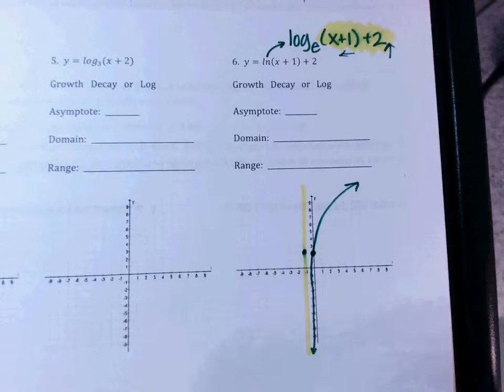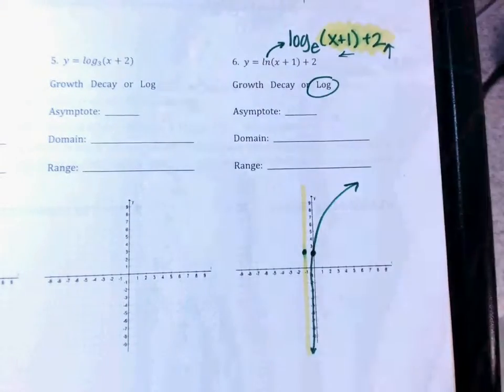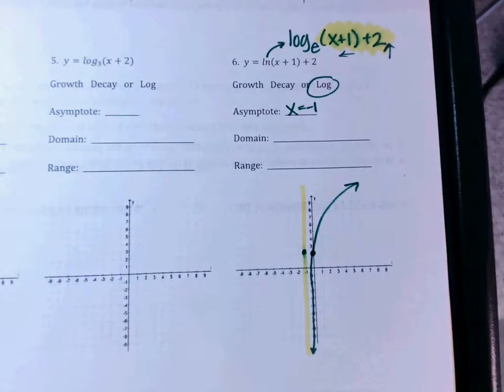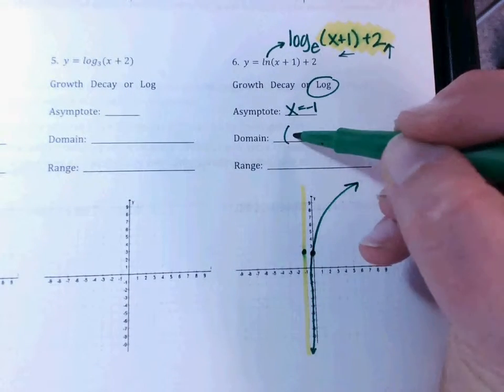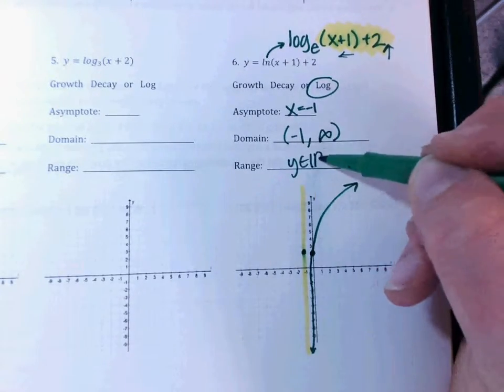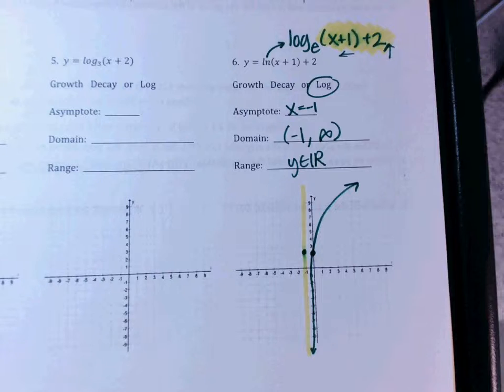Okay, my asymptote, I'm going to circle log here. If it's vertical like that, it's x equals -1. And then remember that your domain is the one that's restricted. It would be from -1 to infinity, but your y is all real numbers. And then remember, exponentials and logs are backwards. So if it's all real numbers on the domain for exponentials, it's all real numbers on the range for logs. Got it? Okay, turn the page.